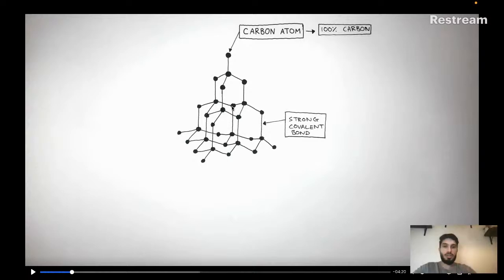Whereas diamond has a giant covalent structure. So we say covalent because there are covalent bonds. We say structure because structure just means how something is arranged and ordered. And then giant because it is a very large structure.